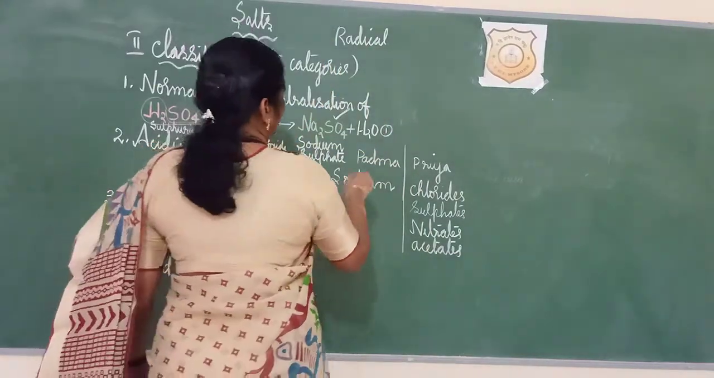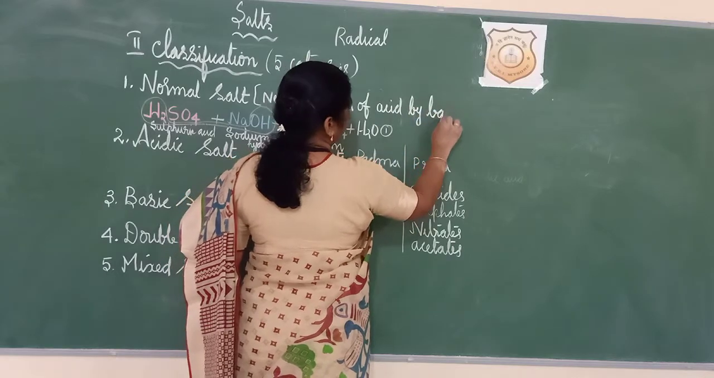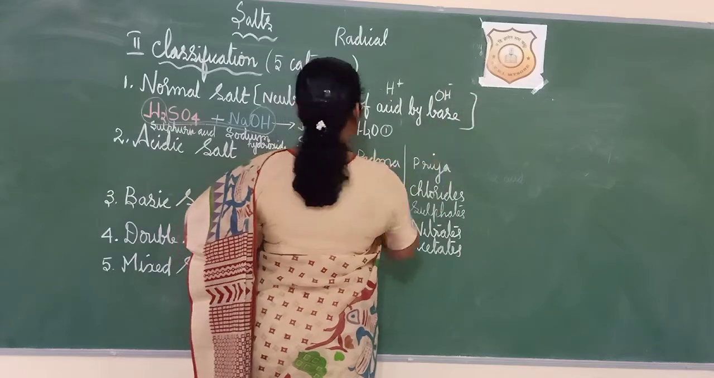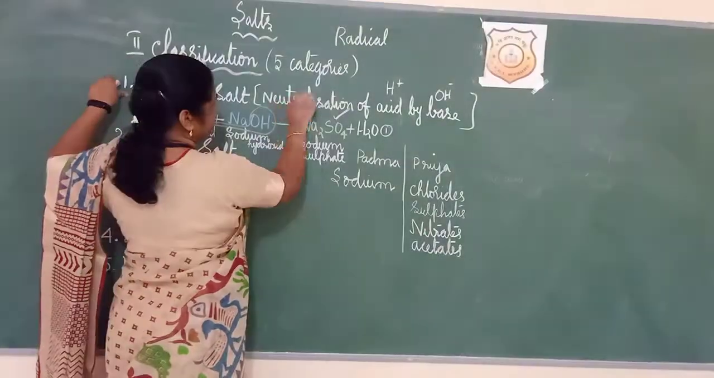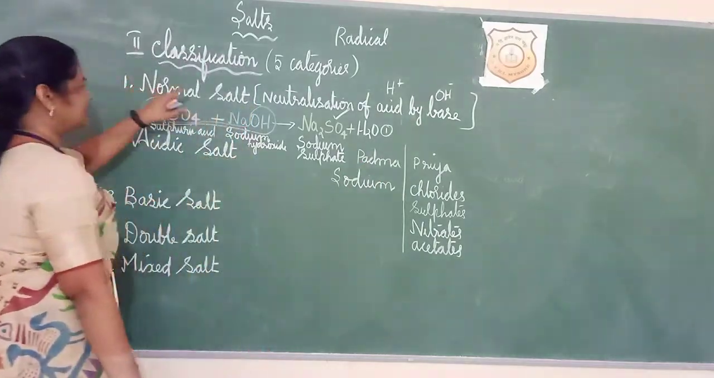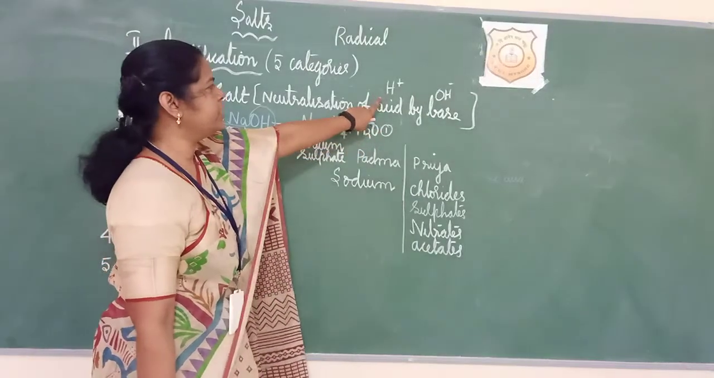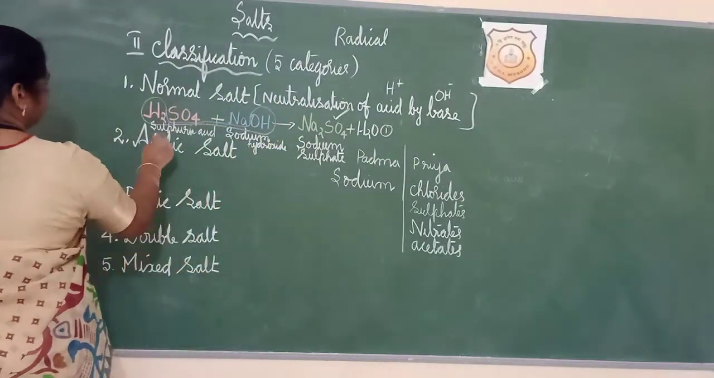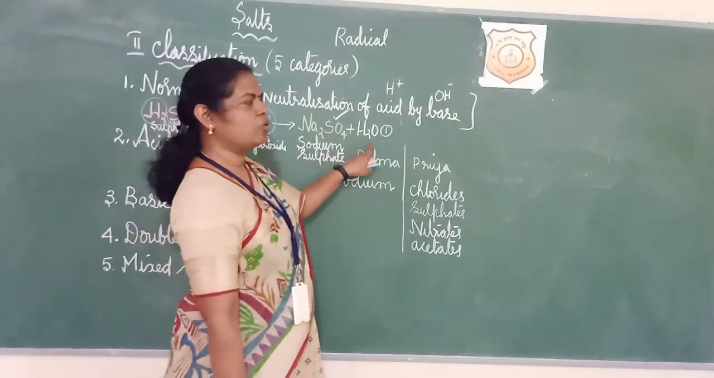Neutralization of acid by base takes place. What do you mean by that? H plus ions will be neutralized by OH minus ions. So a normal salt is a salt in which neutralization of acid takes place with the help of base. Here nothing will be left out. All the hydrogen ions and the OH ions will get neutralized. For example, sulfuric acid plus sodium hydroxide gives sodium sulfate plus water.